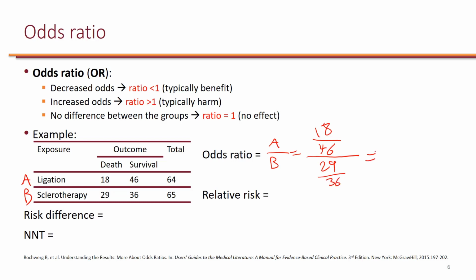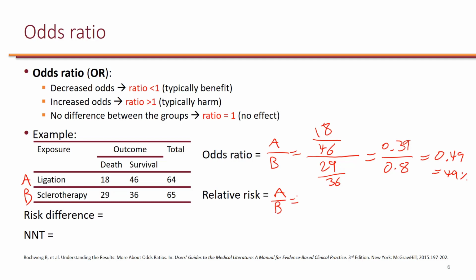Which would mean 0.39 divided by 0.8, which is 0.49 or 49%. Now, if we were to do relative risk, because risk is the probability, it's calculated a little differently.